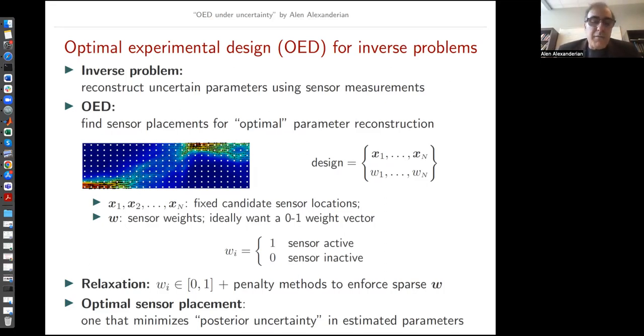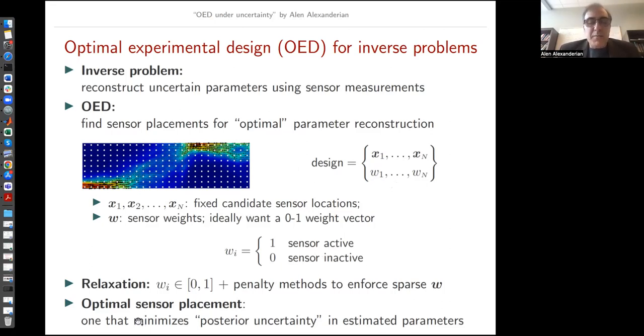Or if you want to go to gradient-based optimization and such, one approach is to do a relaxation, allow these weights to take values in the interval 0 to 1, and then combine with some penalty method to enforce sparsity of the design. We will talk about that a little bit later. But for now, the design is a vector of weights. That's how we have formulated it here.